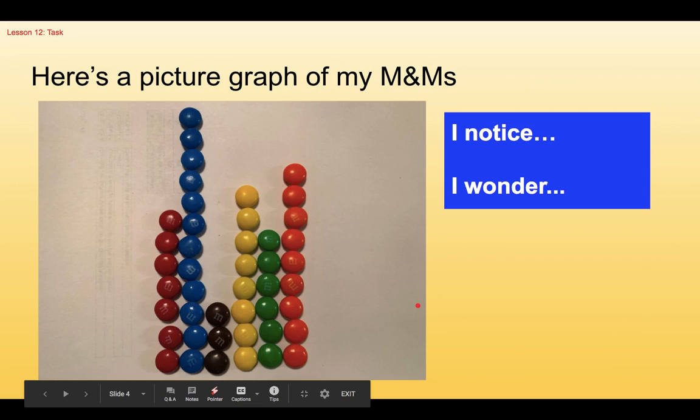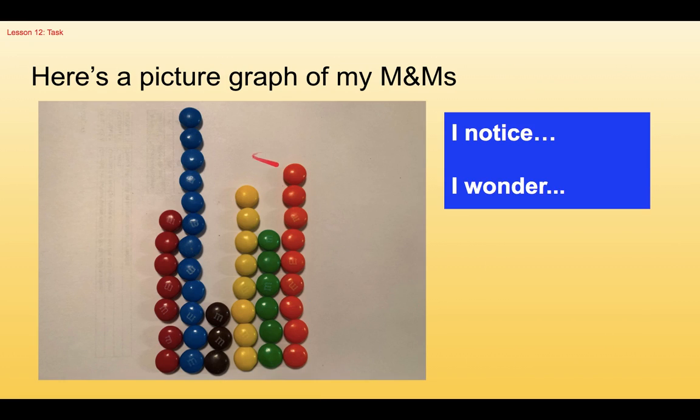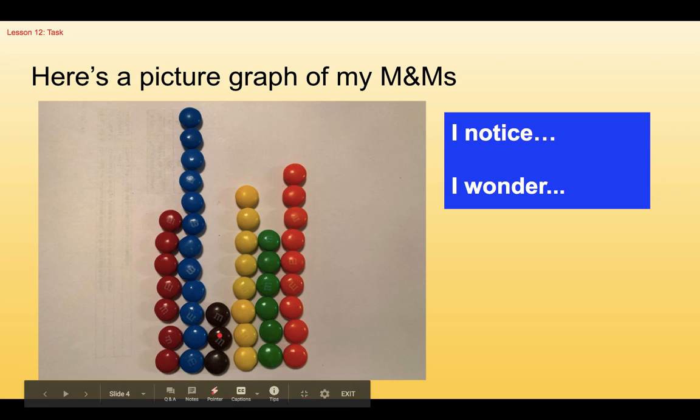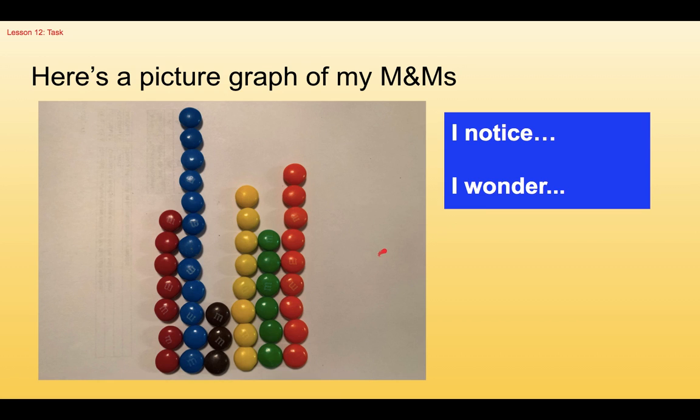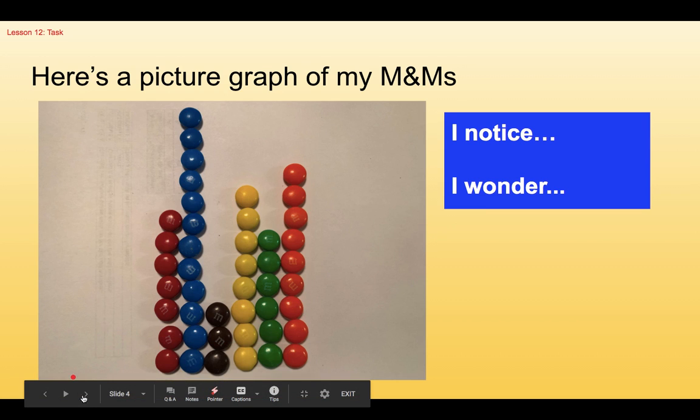Here is a picture of my M&Ms, okay? And you can line them up and this kind of already looks like a graph picture. And one thing I noticed is that I have a lot of blues. That's really high. And then if I go down here, I notice that I don't have as many browns. I wonder how many more blues I have than browns.